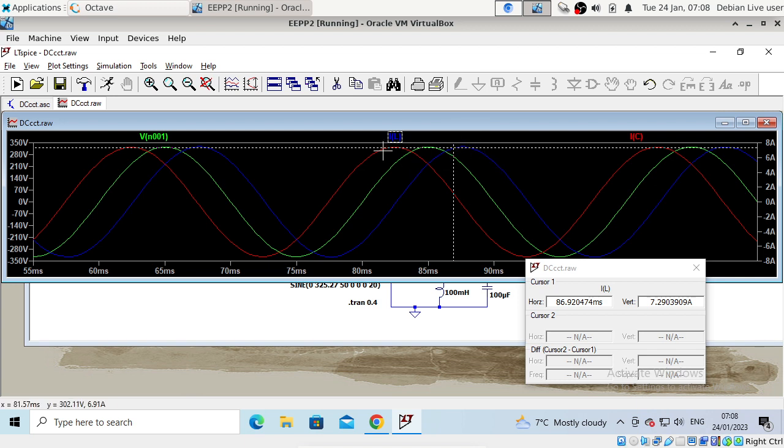So in terms of phase angle, that means there's a positive phase angle here and there's a negative phase angle here. So I think I'll leave it there for that video.